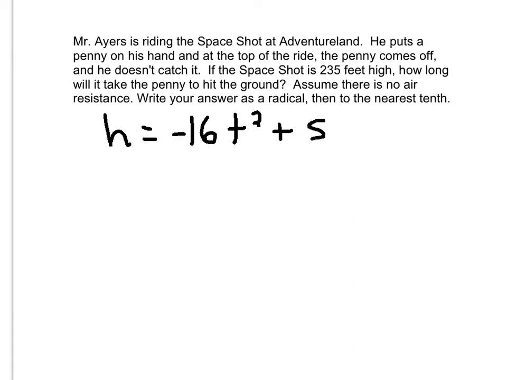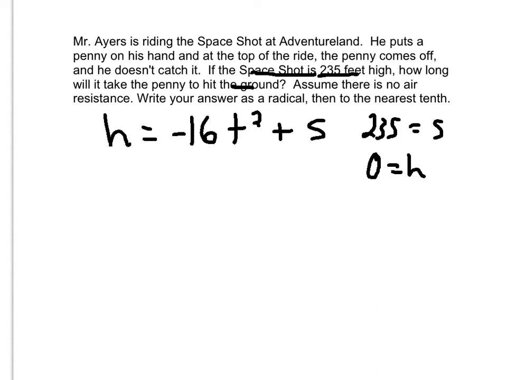Okay, so things we need to know here. This says the Space Shot is 235 feet high. Well, that's going to be my starting height. So 235 feet is going to equal my s. It says how long will it take the penny to hit the ground, so we're trying to figure out t. Well, that means we have to know h. Now let's stop and think about this. If the penny hits the ground, that means that there's no height to it. So h is going to be 0, because 0 is going to be the height off the ground at the end of the problem. So again, the height is 0 because we're going to be 0 feet off the ground.